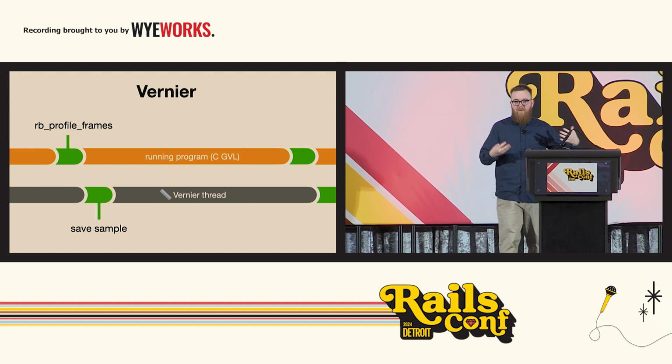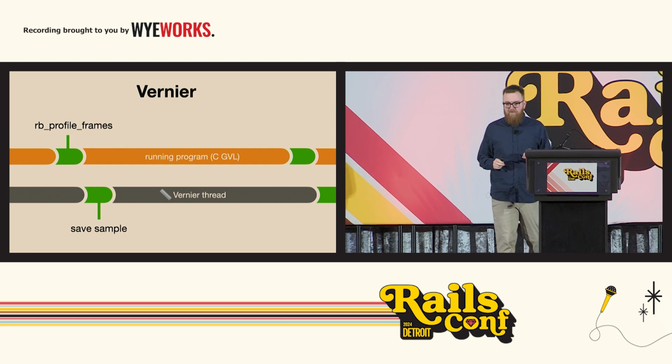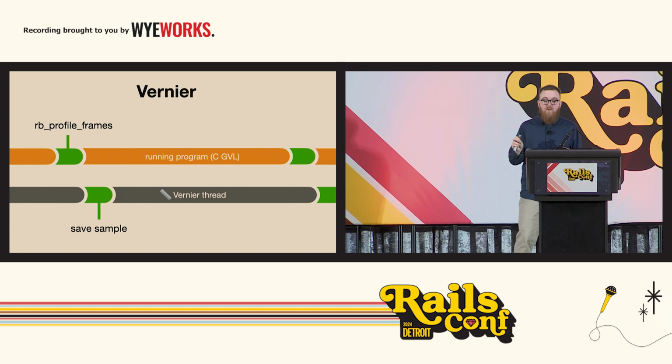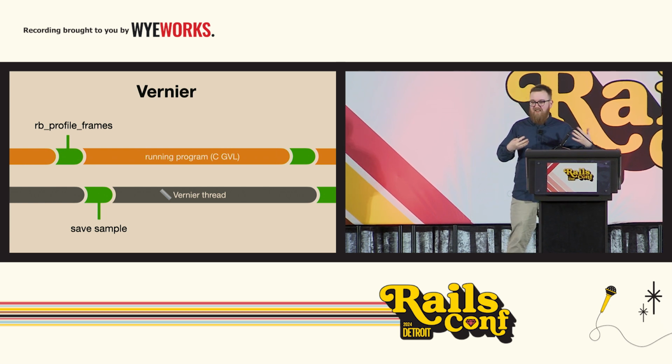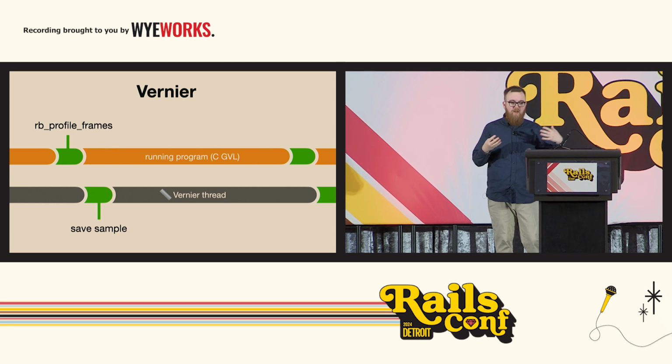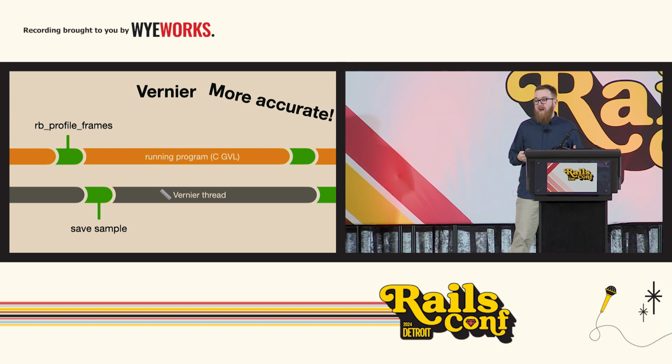We reintroduce a thread, but this time it's not a Ruby thread, it's a C thread. And the only responsibility for this thread is to save the samples which are queued up by the running program. So because of this, Vernier, as long as your computer is fast enough, will never miss a sample, and it will have no bias to those samples. It will just be able to record every sample that it sees. So because of that, it's more accurate.